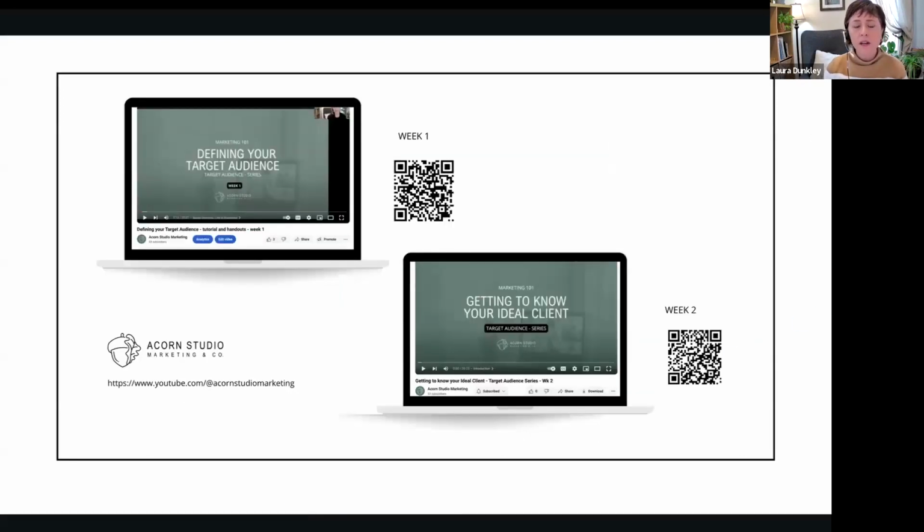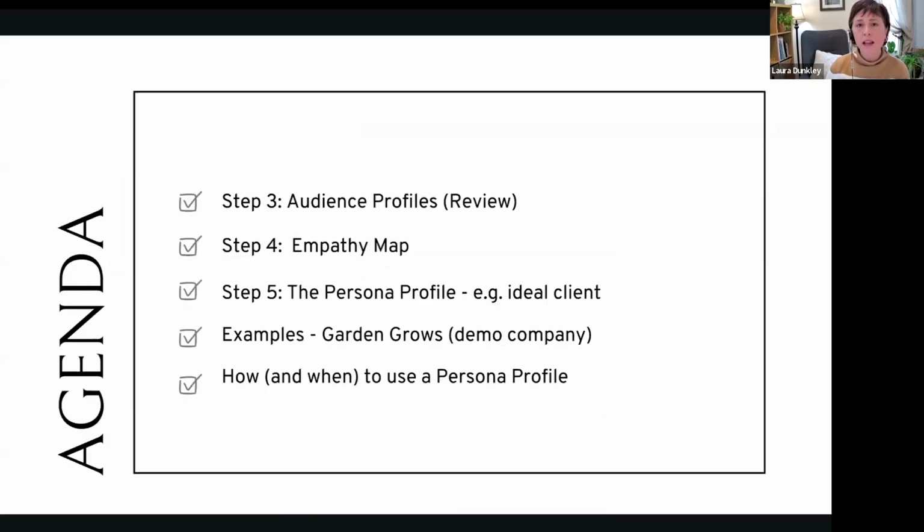And last week, if you have missed them or you want to reference them again, our first one was defining your target audience. Week 2 was getting to know your ideal client. And today it's all about refining it and getting it down into creating that buyer persona. So audience profiles, empathy map, the persona profile, those are the steps we're going to cover. We'll review some, we'll talk more about the empathy map, and the persona profile, what is it?